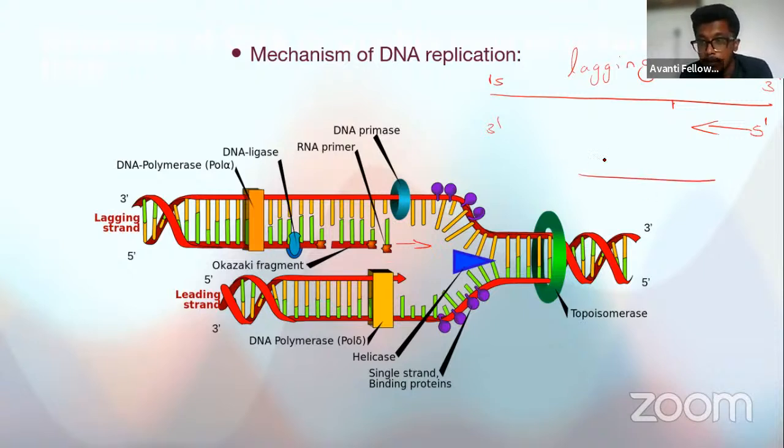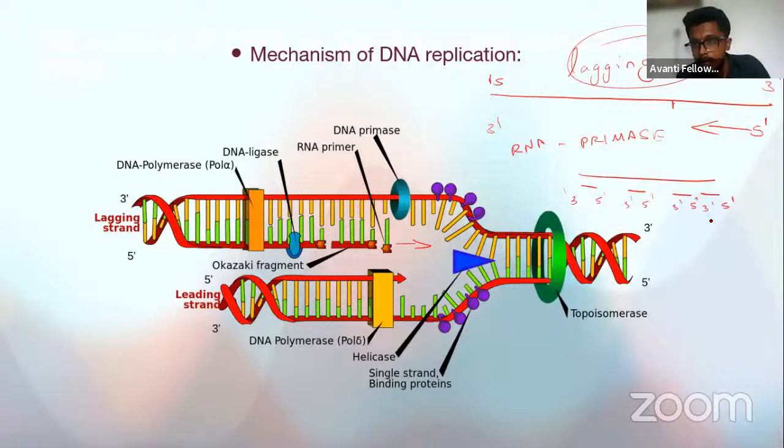In the lagging strand, once it is exposed, our RNA primase will use the newly exposed parental strand and lay a short RNA primer like this, 5', 3'. Short RNA primers are synthesized. What are these? These are all RNA. Who is synthesizing the RNA? RNA primase. Once the RNA primase is done, what is the next role?